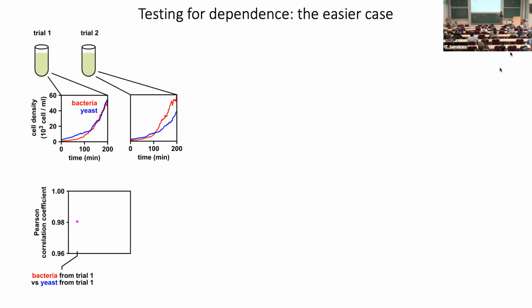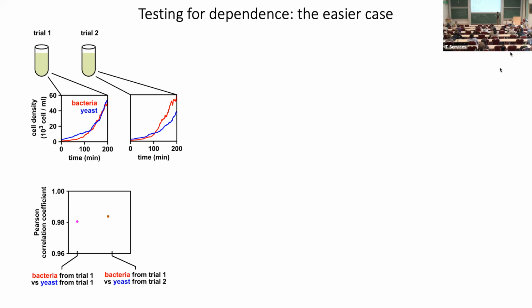Well, if I have a second test tube, I can do a comparison. I can now take the correlation between the bacteria from trial 1 and the yeast from trial 2. And that might look like this, okay? And so this will be my null model in some sense, because I know that these two are independent because I did them that way.